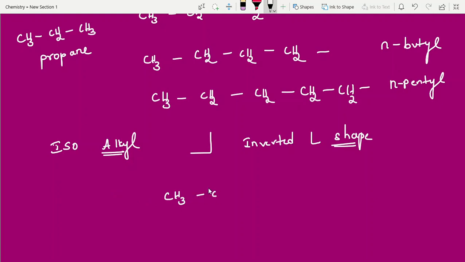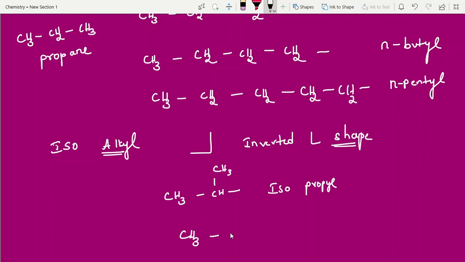Isopropyl also you can write, isopropyl. Here the long chain I have given, that is N-propyl. This is isopropyl. Exactly L shape. That means one is like a branch, at exactly the second carbon.